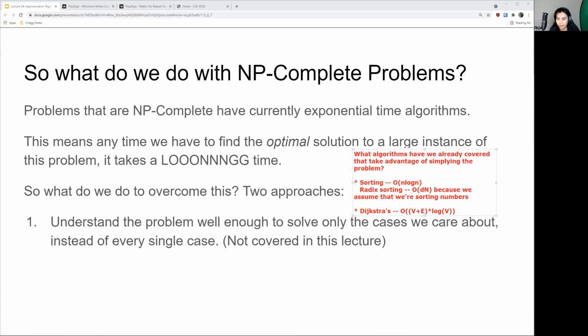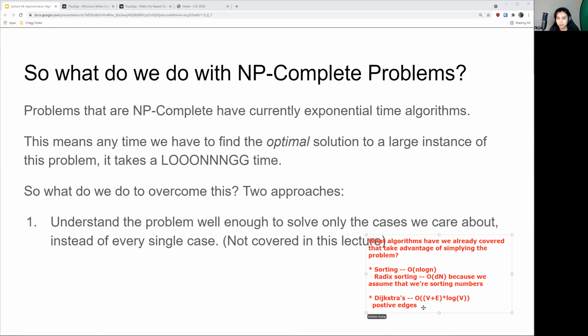All right, go ahead and tell me. What do you think the special rule was? We needed to have positive edges, right? So edges that weren't negative and ideally not zero. Dijkstra's would work on those types of graphs, and we would get a really fast runtime.